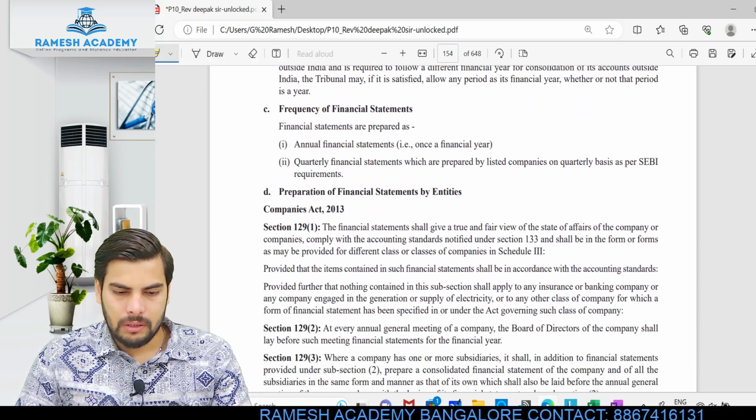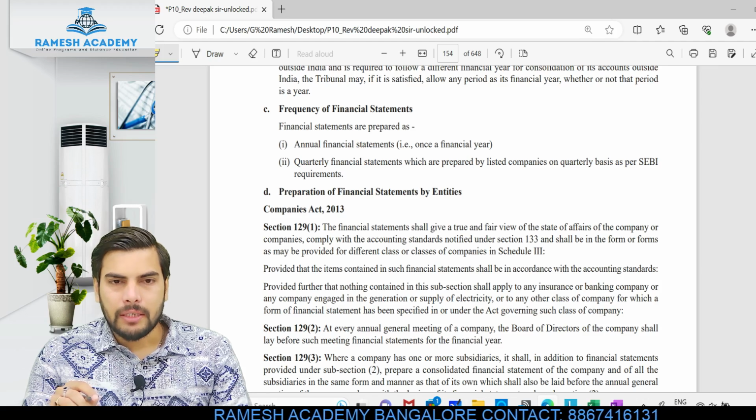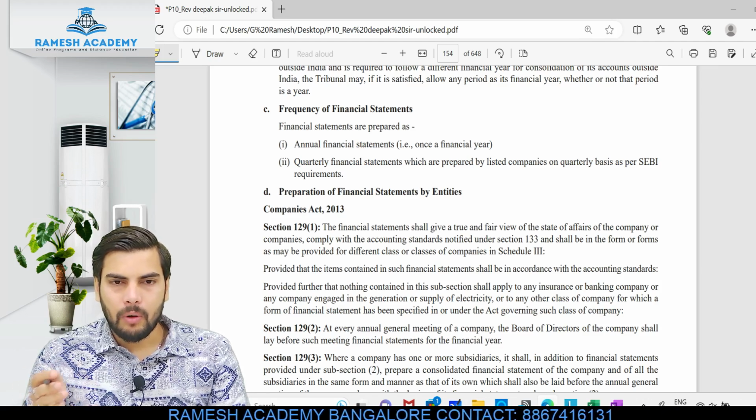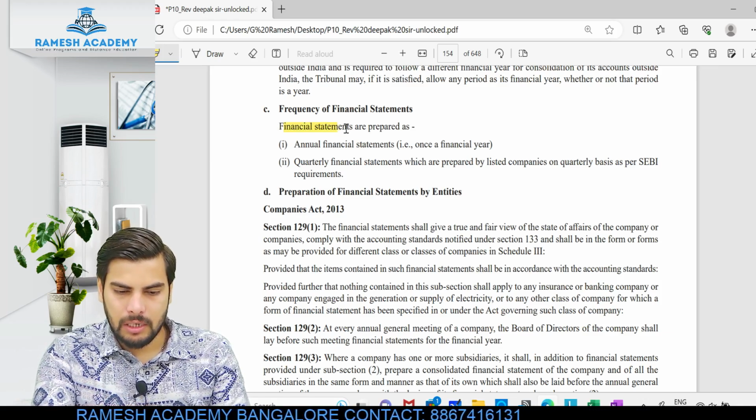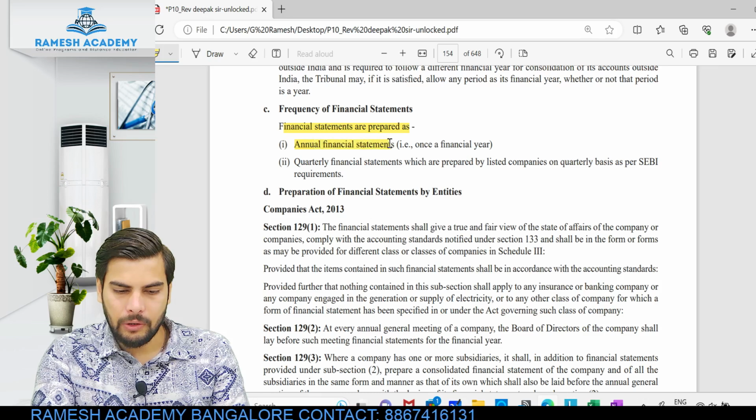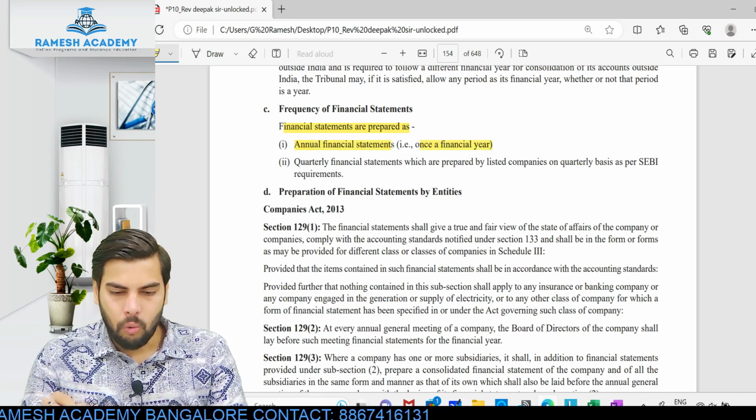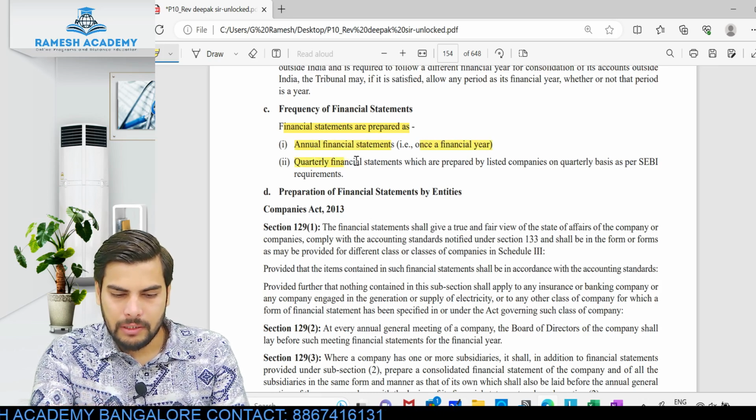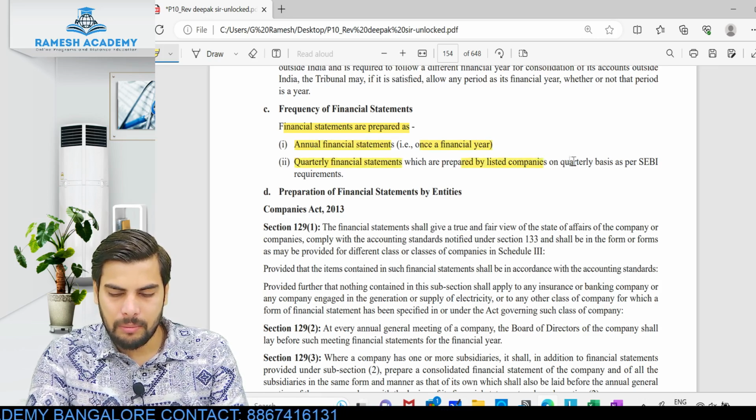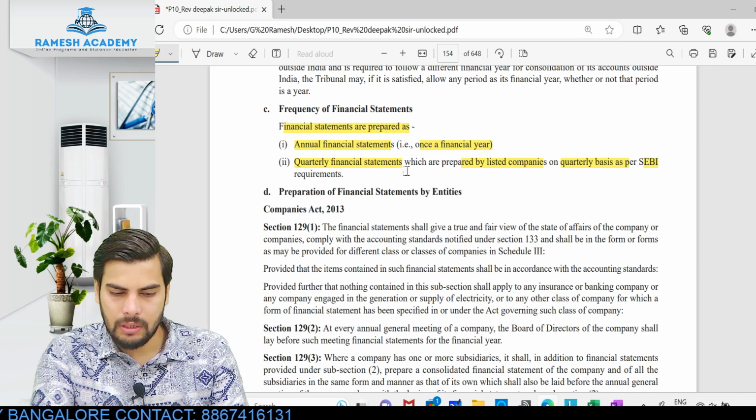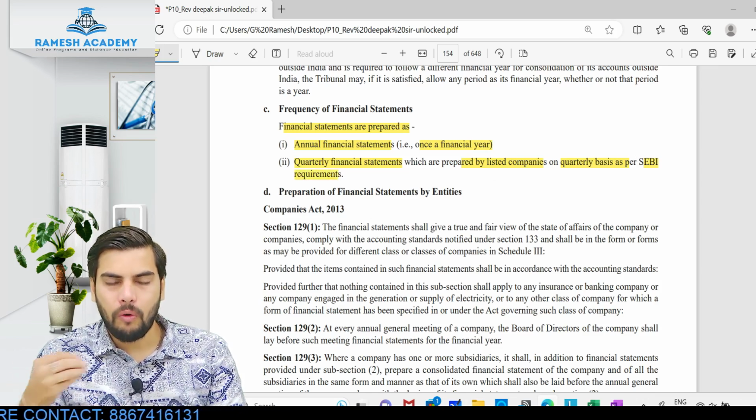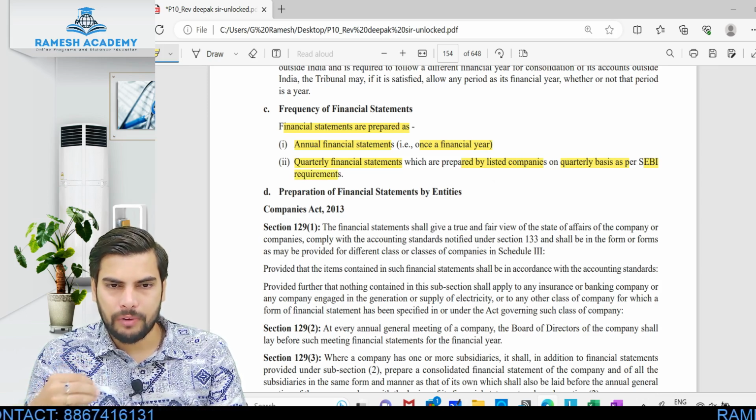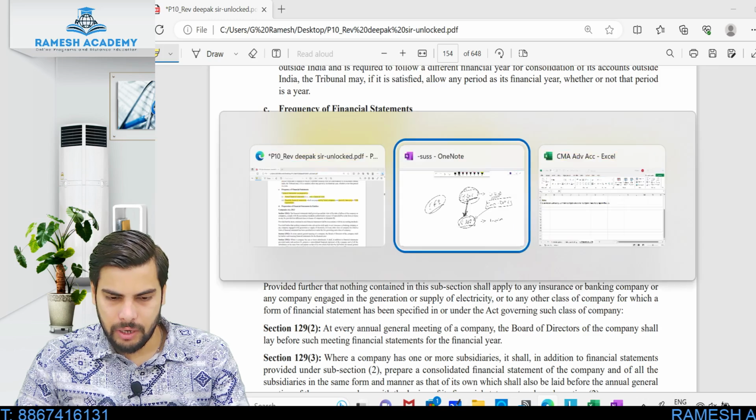Okay, look at this. Frequency of financial statement. For what interval of time or for what frequency am I supposed to prepare this financial statement? Financial statements are prepared annually, that is once in a financial year, and quarterly, which are prepared by listed companies on a quarterly basis as per SEBI requirement. See, when it comes to financial statements, for what frequency are we supposed to prepare them? Okay, so let me just write the meaning of these terms.